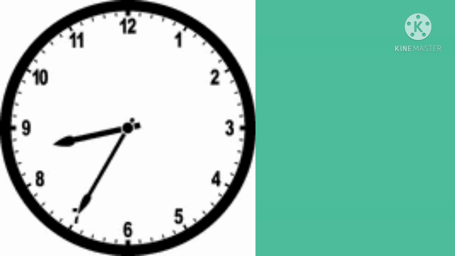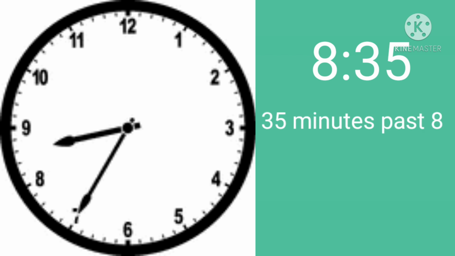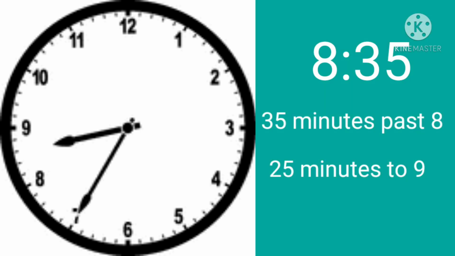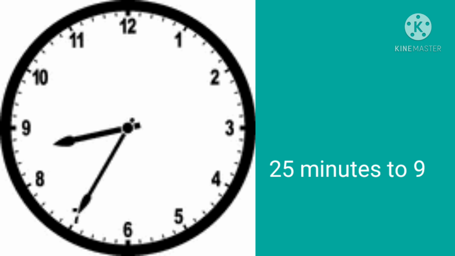Now, let us practice to tell the time. Look at the clock shown. The hour hand is between 8 and 9 and the minute hand is at 7, which means it is 35 minutes. So, the time is 8:35. That is 35 minutes past 8. Also, because the minute hand is on the left hand side, we can say the time to the next hour, that is 25 minutes to 9. So, in this way, we can tell time in two ways.